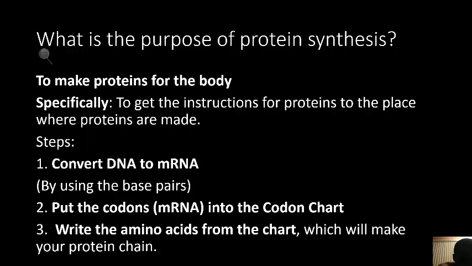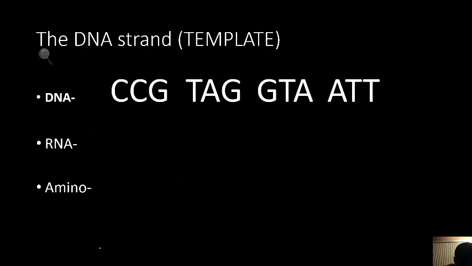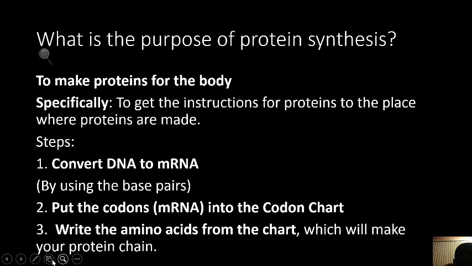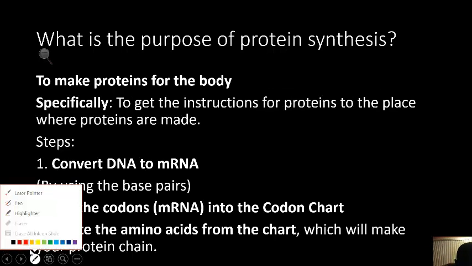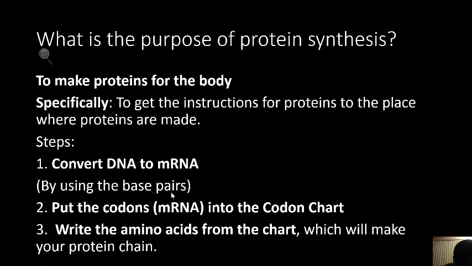Here's the steps we're going to take. Number one, we're going to convert DNA to mRNA, and we're going to do that by using the base pairs. Let me see if I can actually, I'll try it. Sorry about that. Okay, I think it'll work. I will show you the base pairs real quick. And please forgive me because I'm writing with my finger. So let's see how this works.